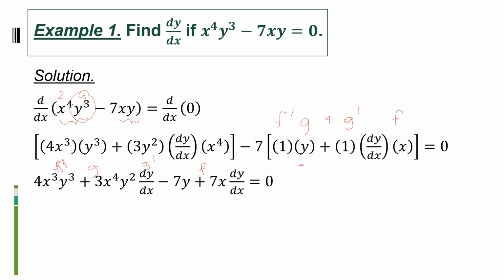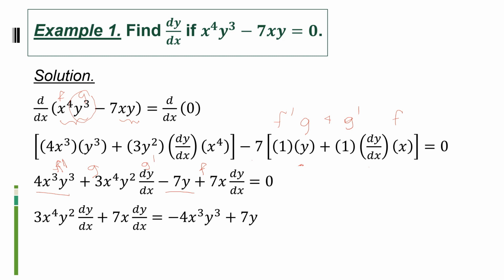And then, let's solve for dy over dx. So, we transpose 4x cubed y cubed and negative 7y sa kabilang side. So, we have 3x raised to 4y squared dy over dx plus 7x dy over dx equals negative 4x cubed y cubed plus 7y.